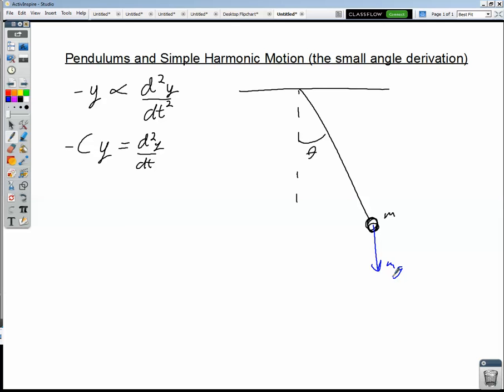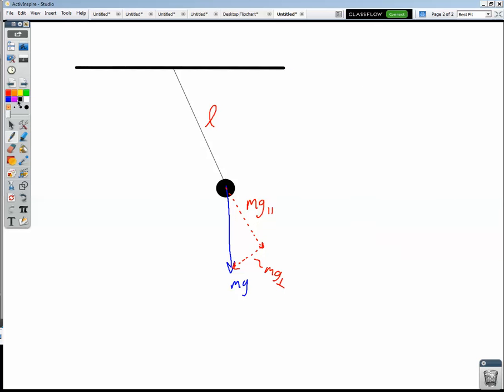And we are not going to look at linear forces. We're going to look at torques. So we know that we have a vertical component, or let's call it the parallel component of mg, and we have this horizontal component, a perpendicular component of mg. And it's that perpendicular component that we care about. So let's draw that picture in more detail, and we're going to use it on the next slide.